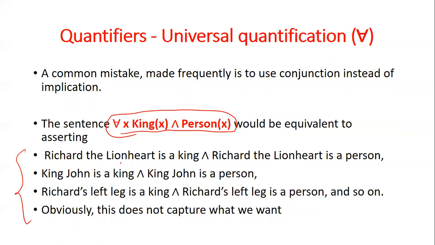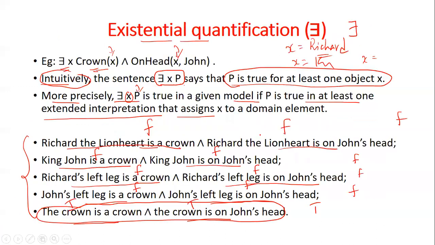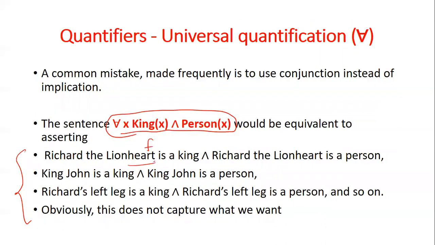Richard the Lionheart is a king. This is false. First of all, this is not true, because as per our representation, only John is the king. Richard is not the king. And Richard the Lionheart is a person. Yes, he is a person, the attribute is attached to him. But still, false and true is false. King John is a king. True. King John is a person. True. True and true is true. Richard's left leg is a king. False. Richard's left leg is a person. False. So this is false.